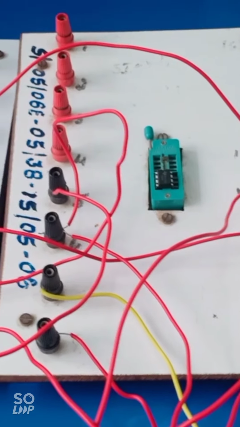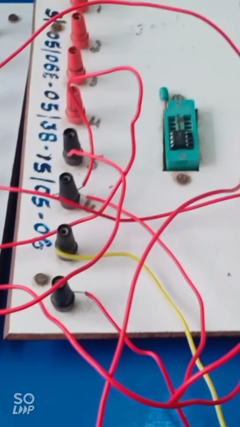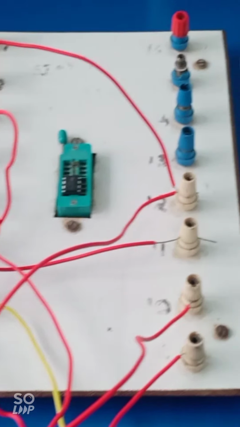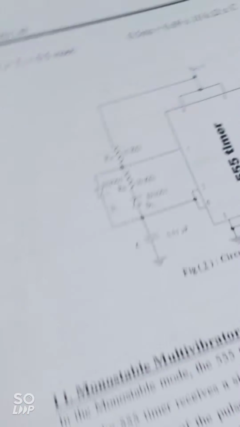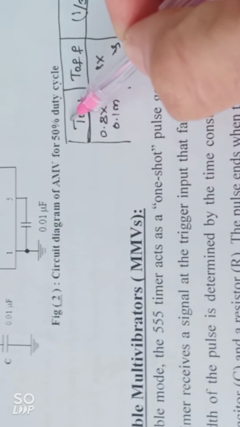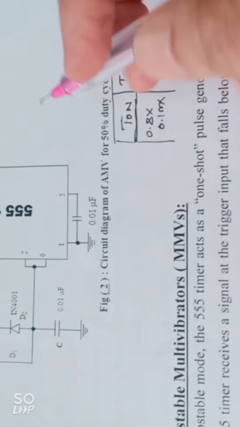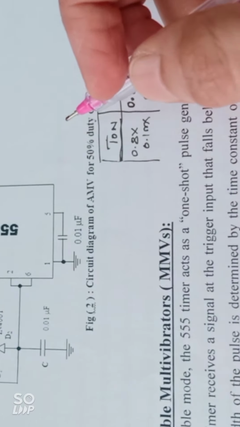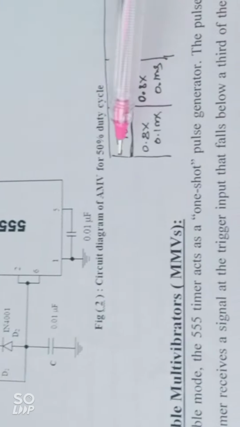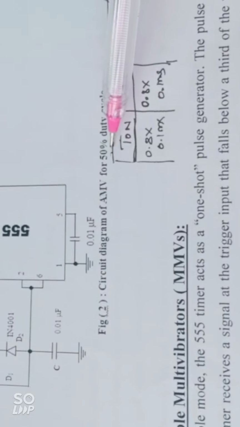Okay, we'll continue with one more part of this astable. Now we are designing for a duty cycle equal to 50%. Before, we designed for a duty cycle greater than 50%. We got about a 63% duty cycle, but the design was 70%. Now we are designing for 50%, so we need to get a 50% duty cycle.